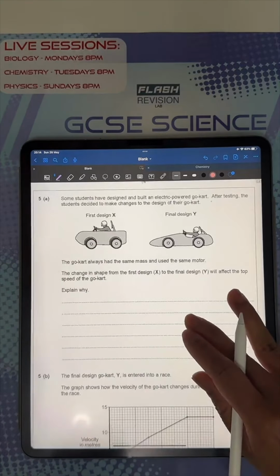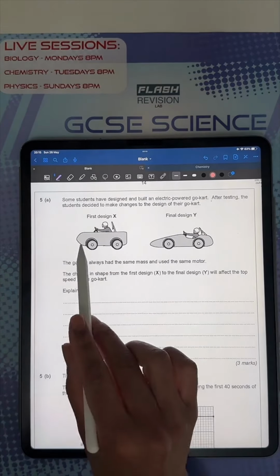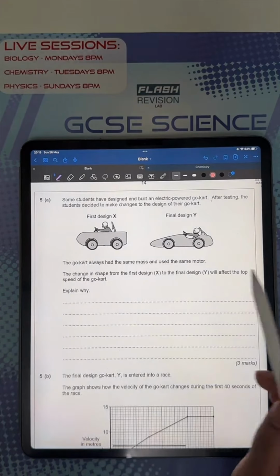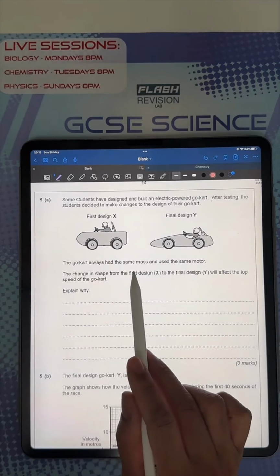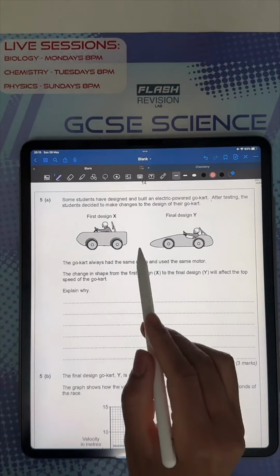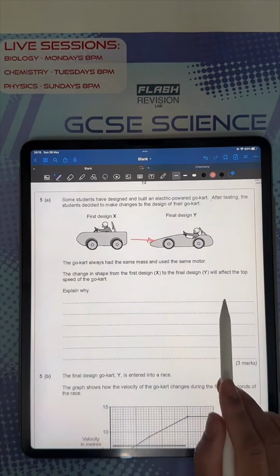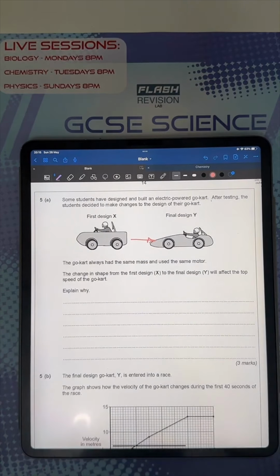Here, we've got another question. Some students have designed and built an electric-powered go-kart. After testing this, the students decide to make changes to the design. So we've got one design here, we've got one design here. The go-kart always has the same mass and use the same motor. So you can see here, there's just a change in shape. But the change in shape from going from X to Y will affect the top speed of the car.